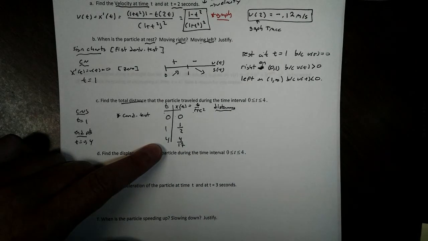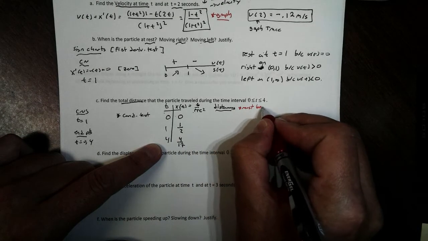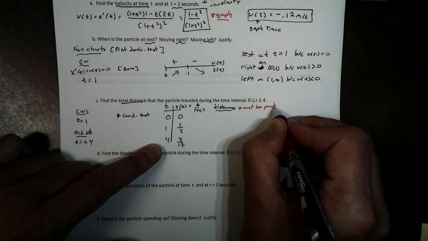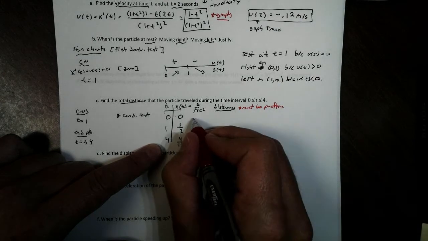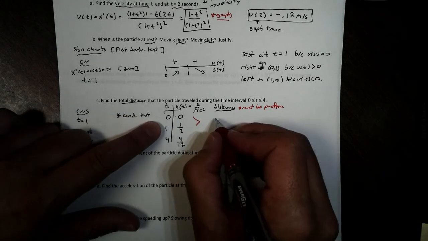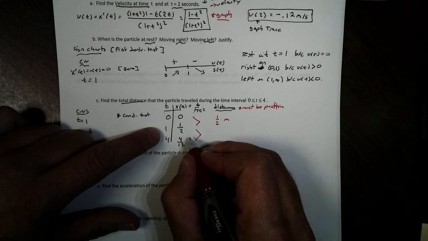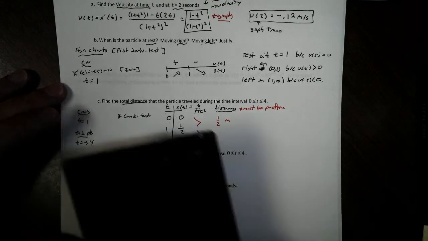Now you might recall yesterday, distances must be positive, always positive. Distance cannot be negative. So I'm going to find the distances between 0 and 1 second. It looks like we traveled 1/2 of a meter. And then I've got to find the distance between 1/2 and 4/17. Well, I really don't know what that is.